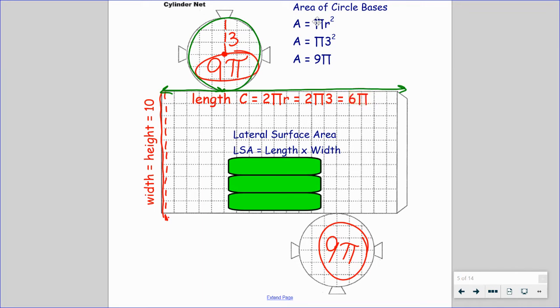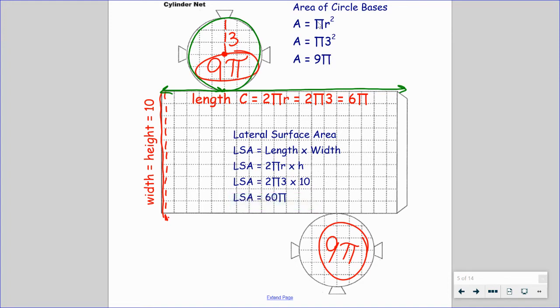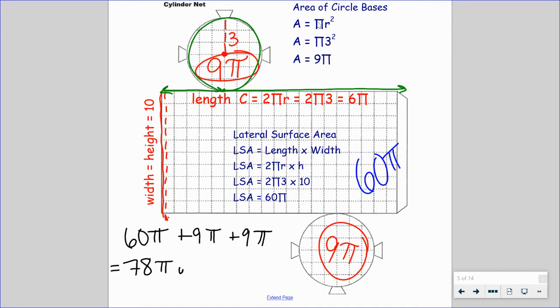So if we're going to multiply the length and the width of this rectangle, I guess you could say the circumference times the height, 2 times pi times radius times height. 2 times pi times 3 is 6. 6 times 10 would be 60 pi. So now, ladies and gents, we would add up 60 pi with 9 pi and another 9 pi to get a final area of exactly 78 pi square units.